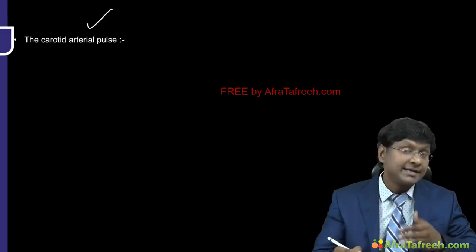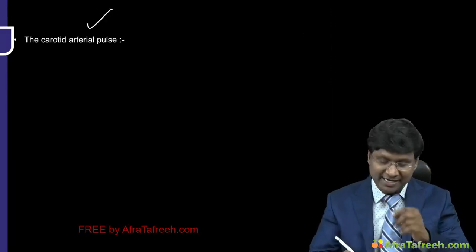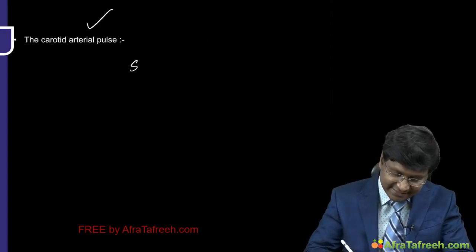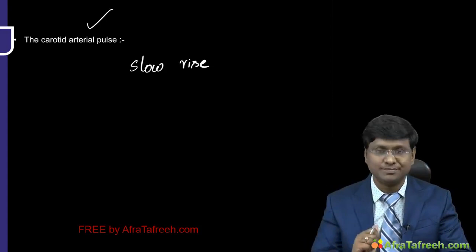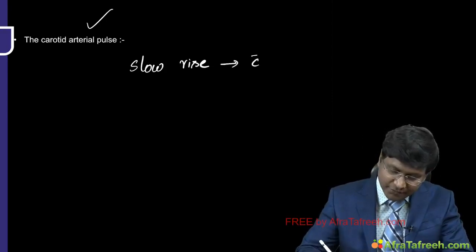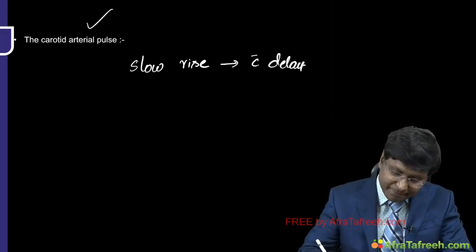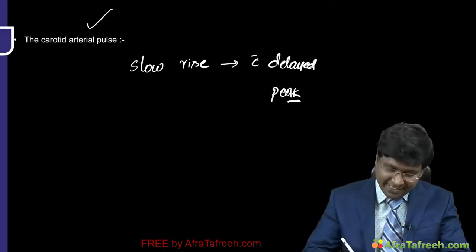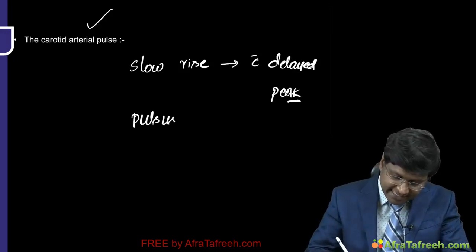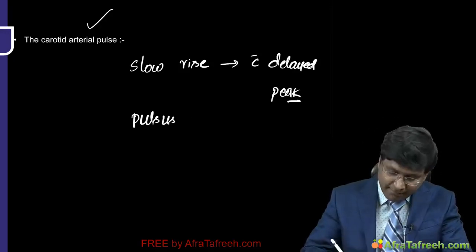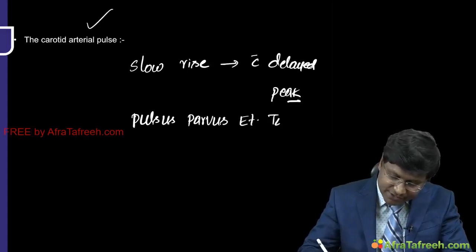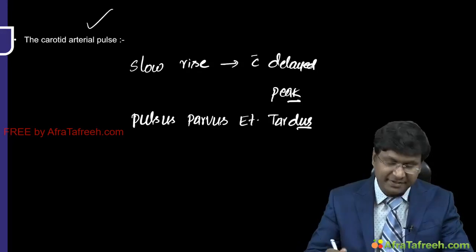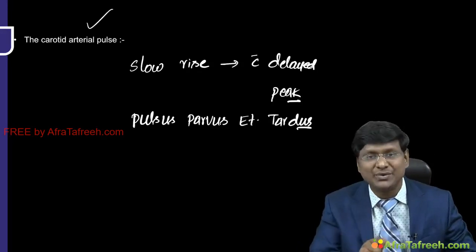Then you take the carotid arterial pulse. In the carotid arterial pulse, you will see a slow rise in the volume, slow rise with delayed peak. This slow rise with delayed peak, we call it a characteristic pulse called pulsus parvus et tardus. So this will be the characteristic pulse in patients with isolated aortic stenosis.